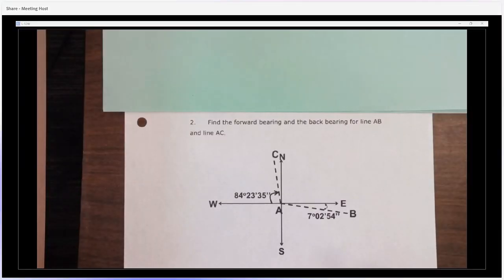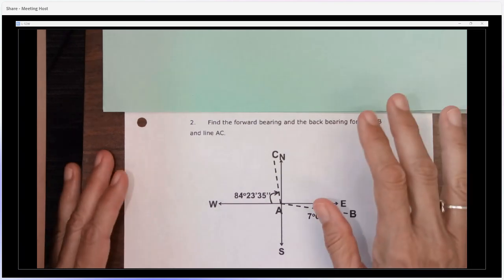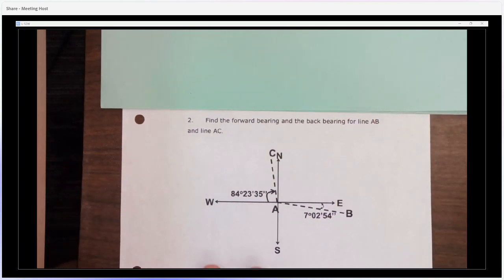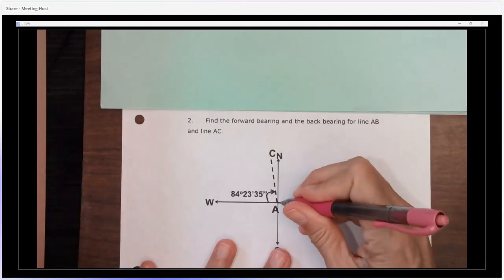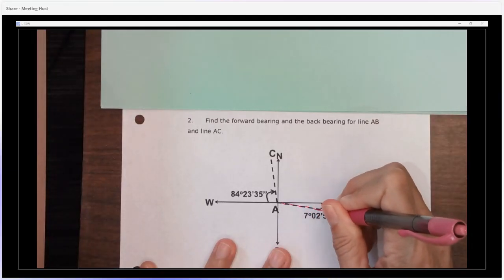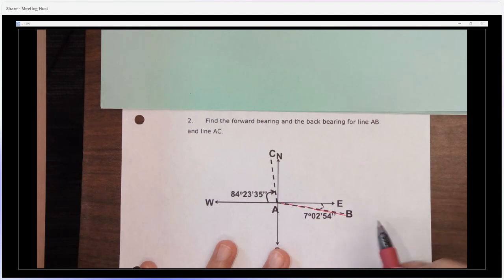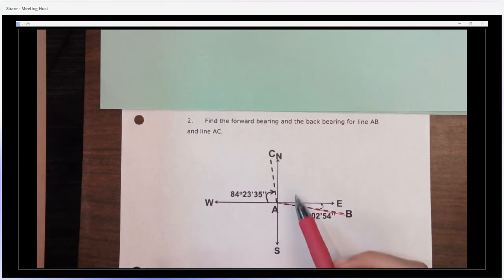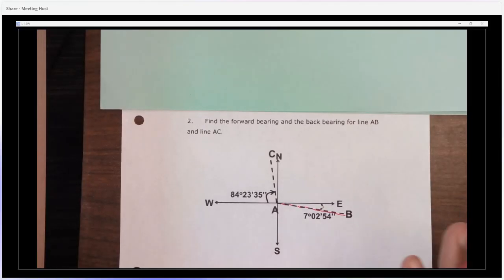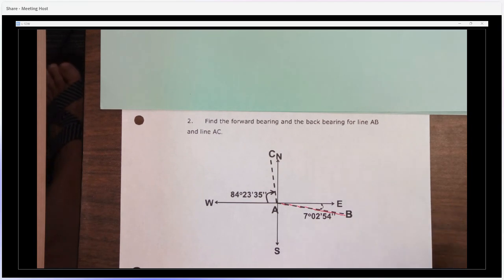In this example, we're being asked to find the forward and back bearing for line AB and line AC. So let's take a look and see where line AB is coming. For bearings, as opposed to azimuths, we can come off of the north or the south directional line and go in either direction. We just have to make sure that our bearing is less than 90 degrees and we indicate where it starts and where it's going to.